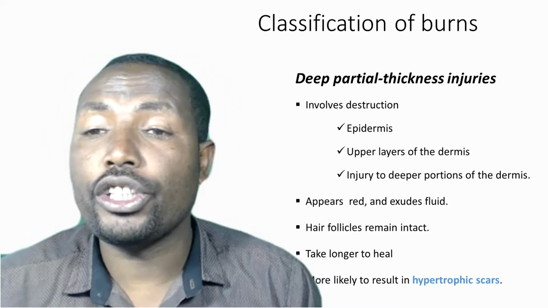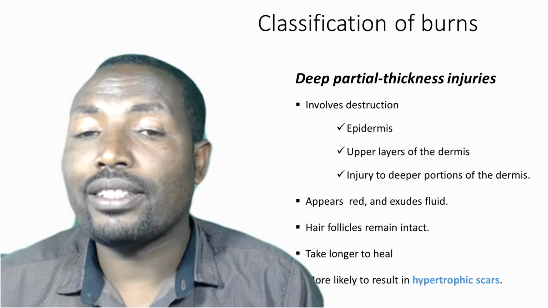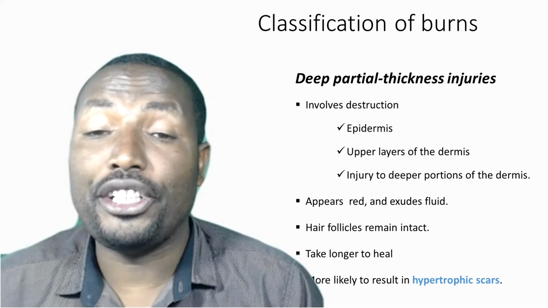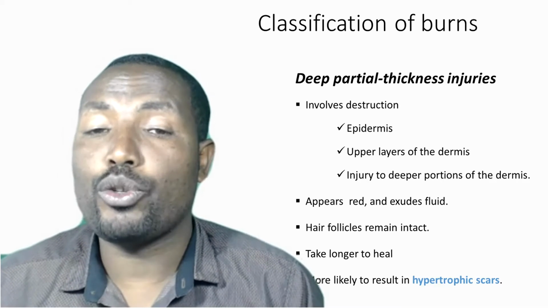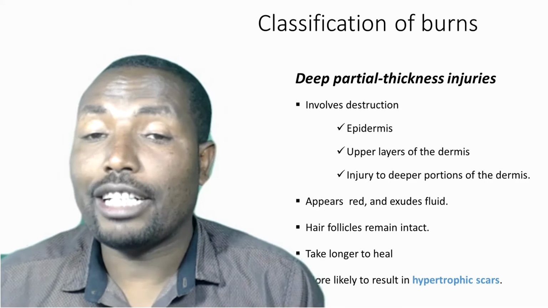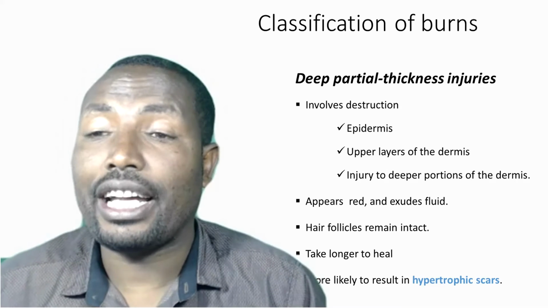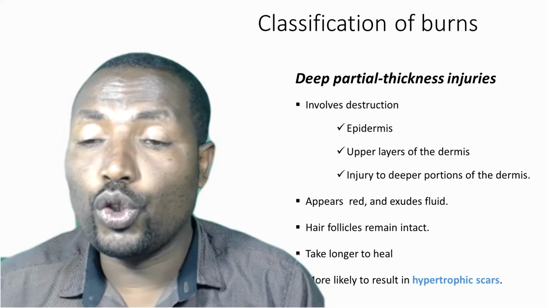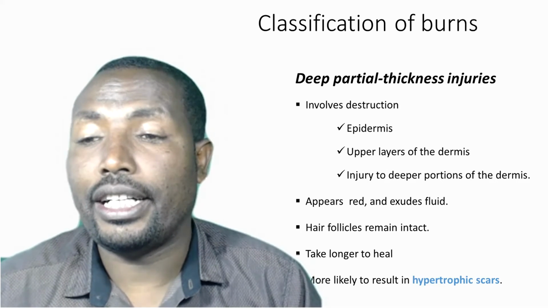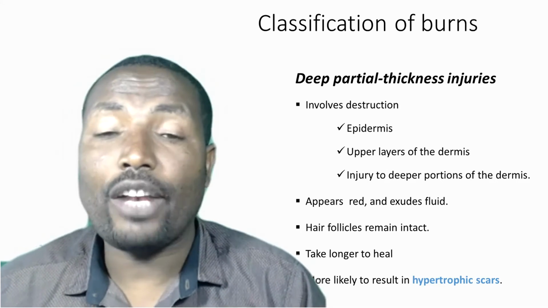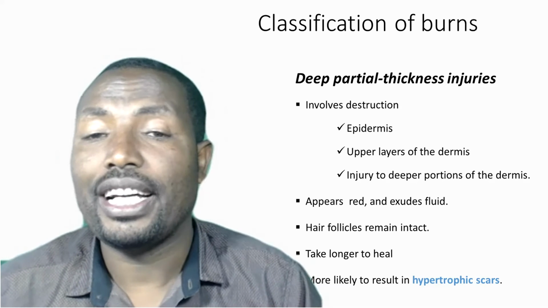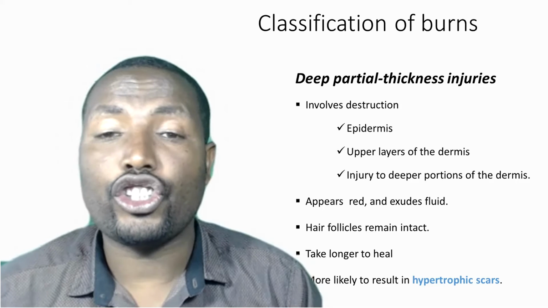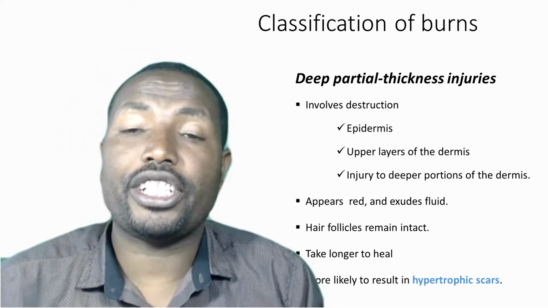Deep partial thickness injury is when the epidermis and the upper layer of the dermis are destroyed, and sometimes the deep layer of the dermis may be involved. The wound appears red and also exudes fluids. Hair follicles remain intact, the wound takes a longer time to heal, and it is more likely to result in hypertrophic scars.